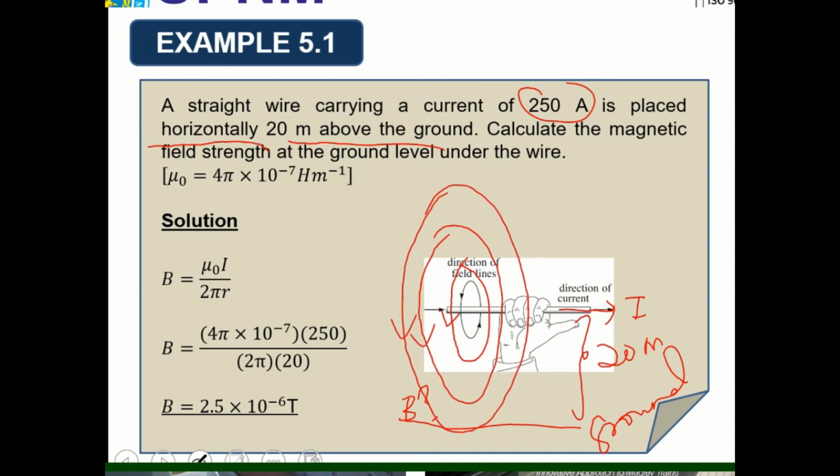So bila dia nak pergi dekat ground, R dia 20 meter lah. Alright, so µ0 4 pi darab 10 kuasa negatif 7, darab dia punya current 250, over 2 pi, R dia 20 meter. Dan bila you calculate, state the unit, Tesla.